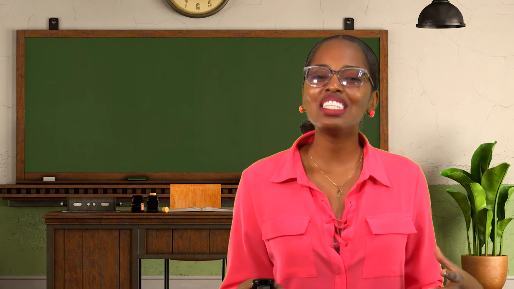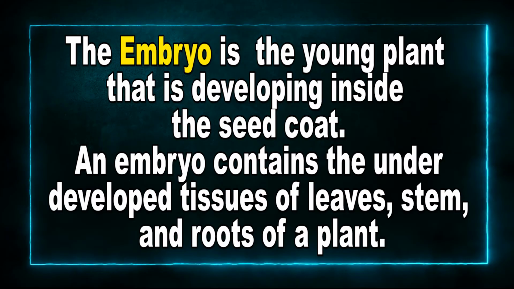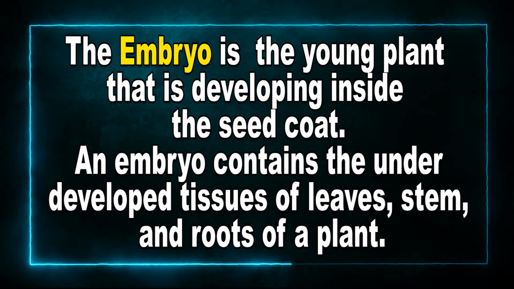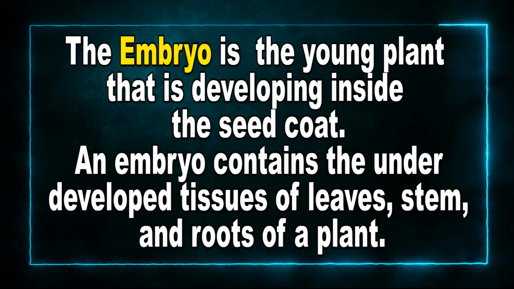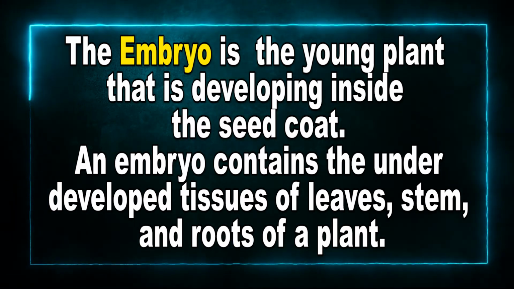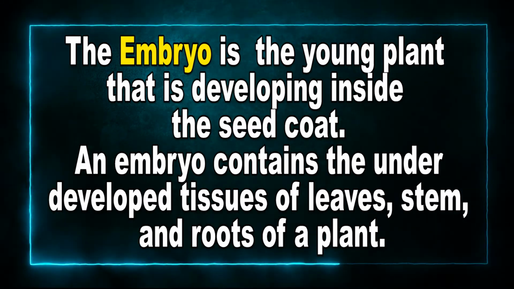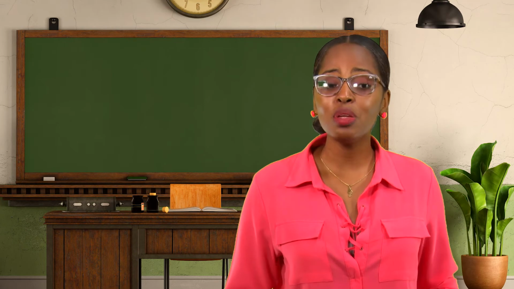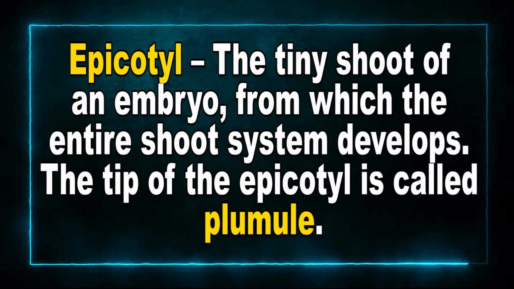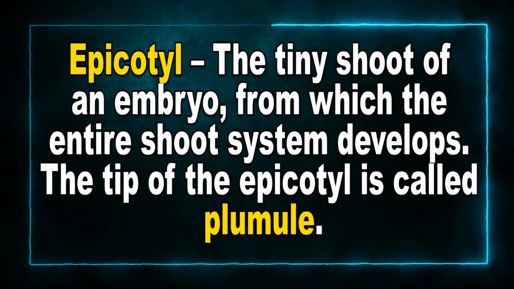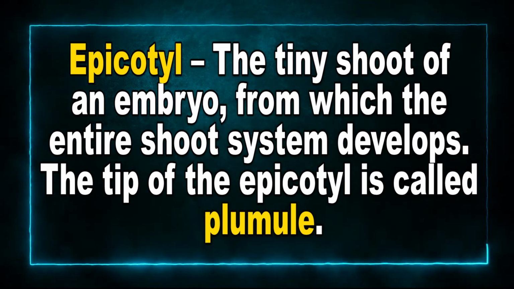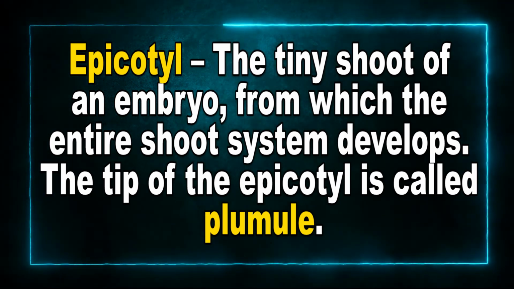Now let's move on to discuss the embryo. The embryo is the young plant that is developing inside the seed coat. An embryo contains the underdeveloped tissues of leaves, stem, and root of a plant. The parts of an embryo of a seed are the epicotyl, which is the tiny shoot of an embryo from which the entire shoot system develops. The tip of the epicotyl is called the plumule.